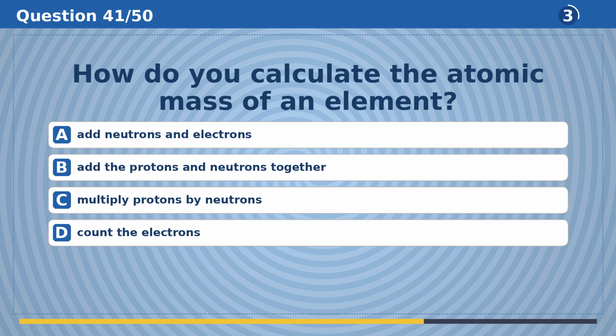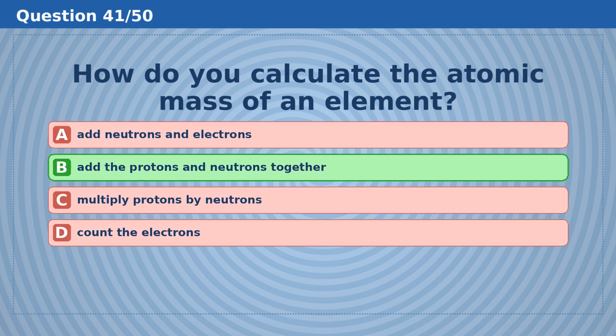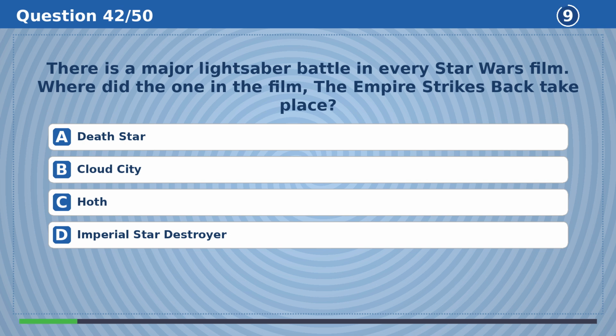How do you calculate the atomic mass of an element? The answer is B, add the protons and neutrons together.